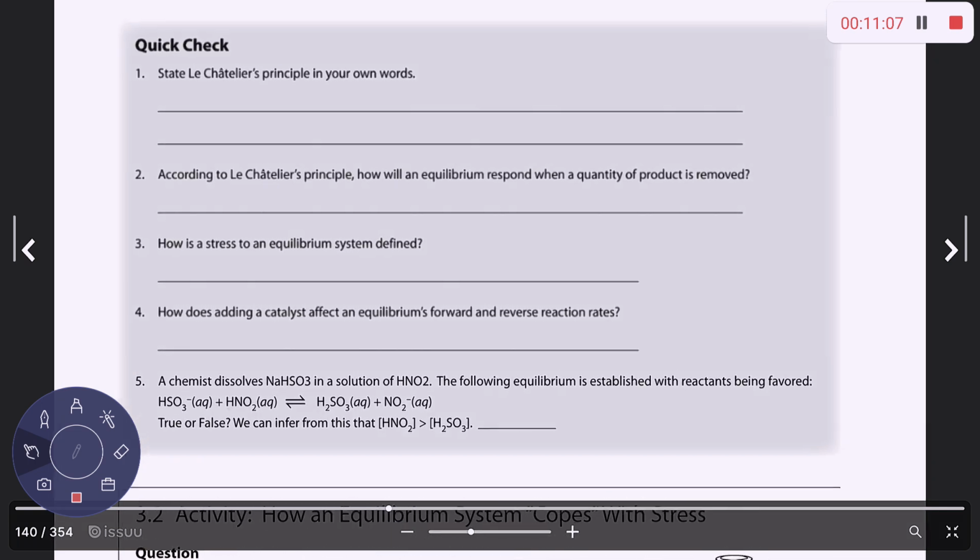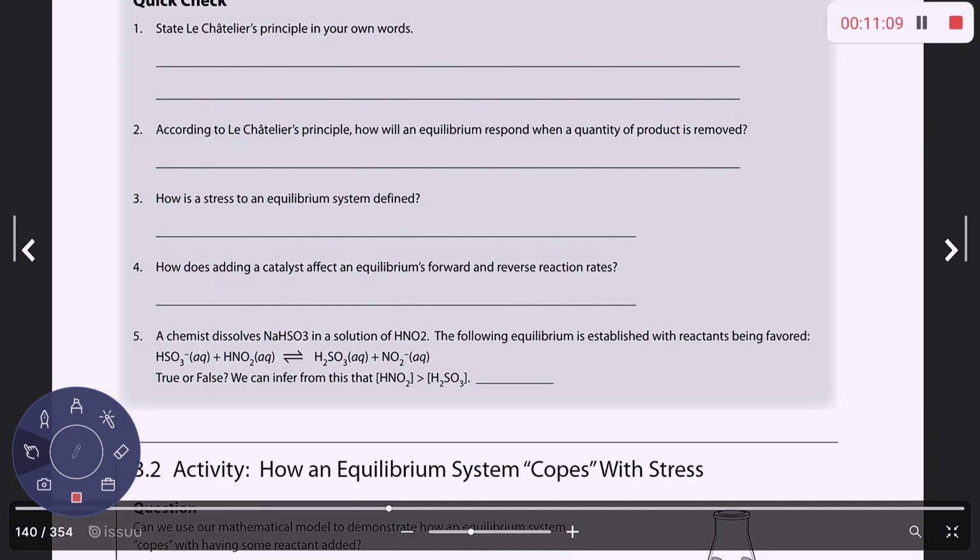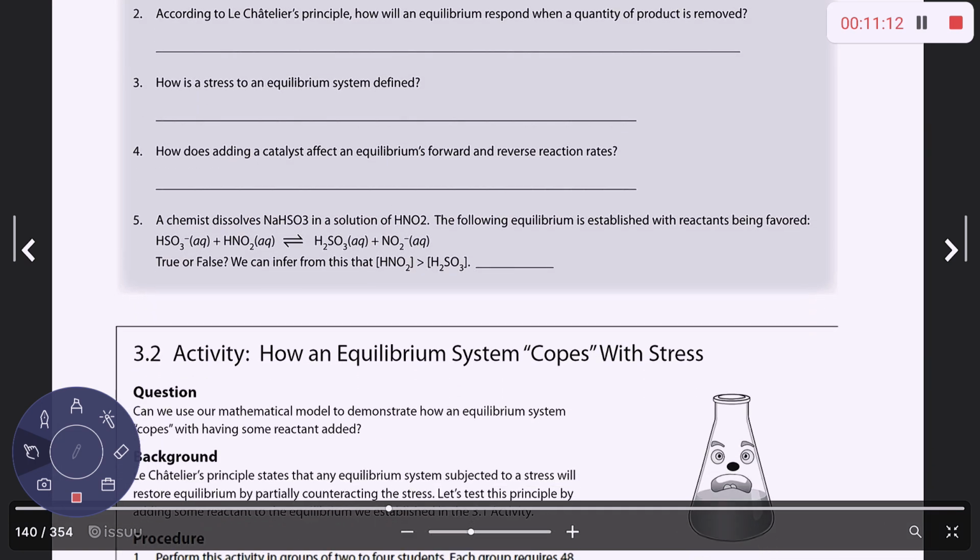We're going to skip number 1, skip 2, skip 3, skip 4. Let's go to 5.